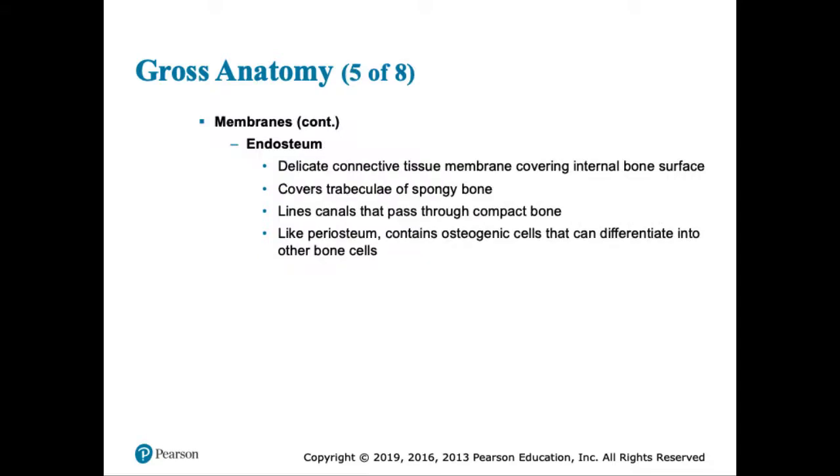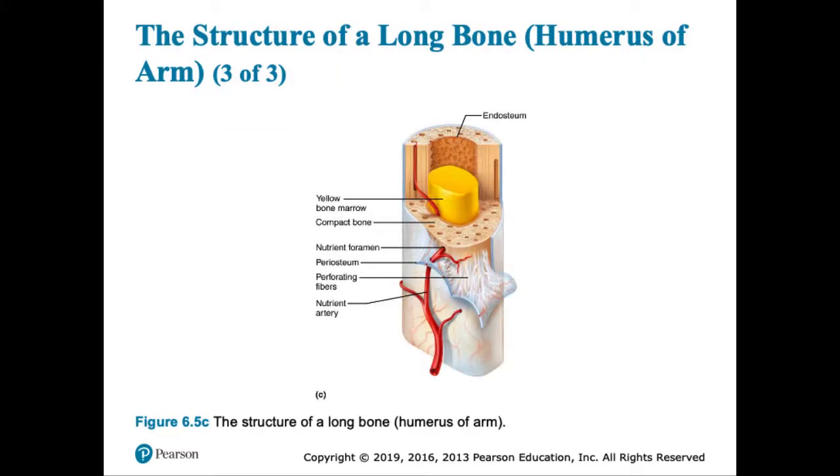Endosteum is a delicate connective tissue membrane that covers the internal bone surface. It covers the trabeculae of spongy bone. It lines the canals that pass through the compact bone. And like the periosteum, it contains osteogenic cells that can differentiate into other bone cells. So those osteogenic cells can become other bone cells to support that structure.